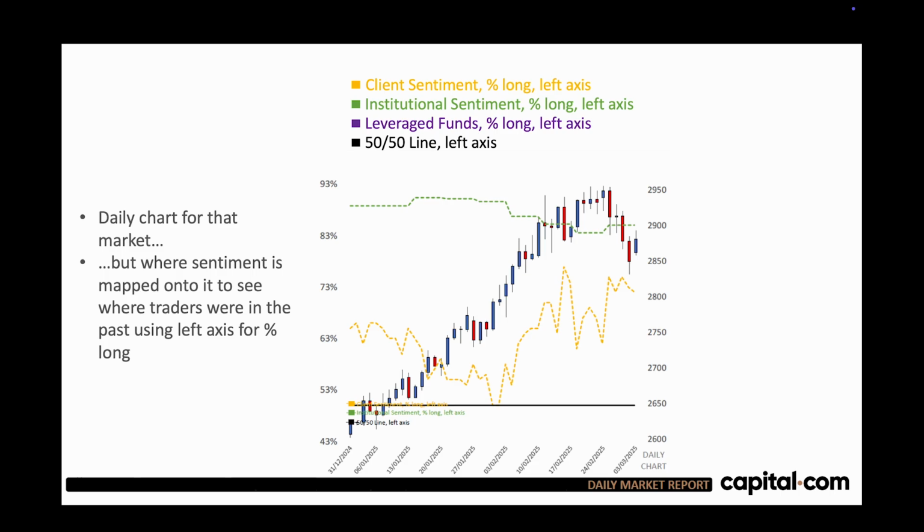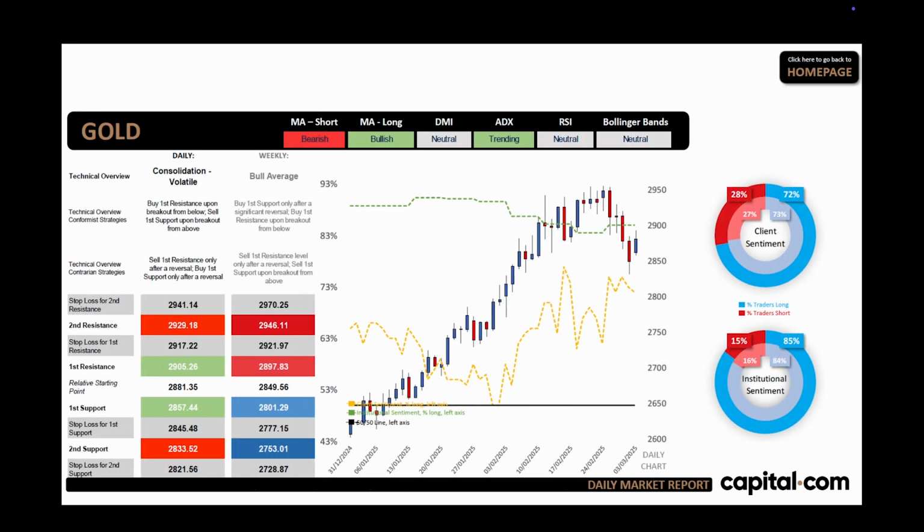The 50-50 black line means that whenever you see the dotted line above, they're majority long. Whenever you see the dotted line below, they're majority short. That way you can see where exactly they may have shifted from majority short to majority long, and so on and so forth. So that's the sentiment and how it's mapped onto the chart.